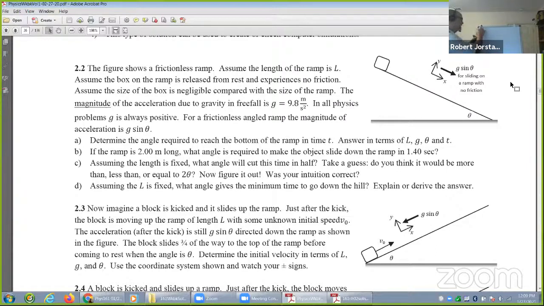So this is page 24, 2.2. We have a block on a ramp. We're told there's a coordinate system like this, X and Y. I'll show my whiteboard in a minute.